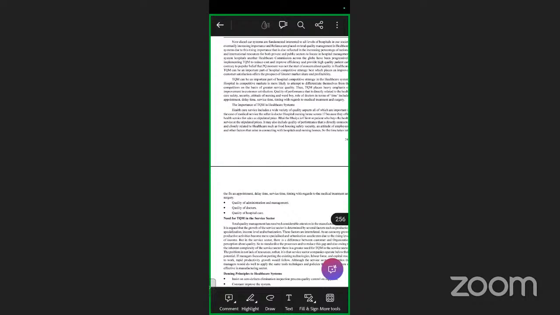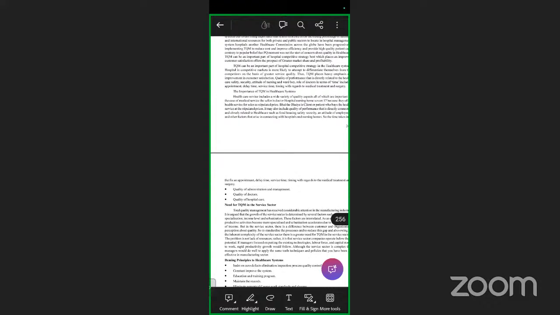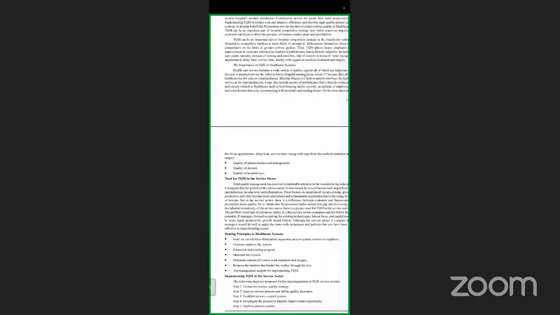TQM in healthcare: the quality of administration management, quality of doctors, and quality of hospital care. There are certain standards in hospitals, and there are some accreditations. Based on those standards, laboratories are accredited, hospitals are accredited, doctors are accredited, and even rooms and diagnostic centers are accredited.